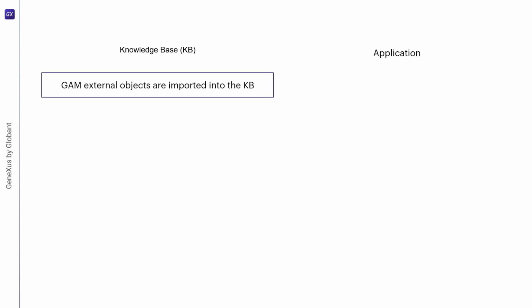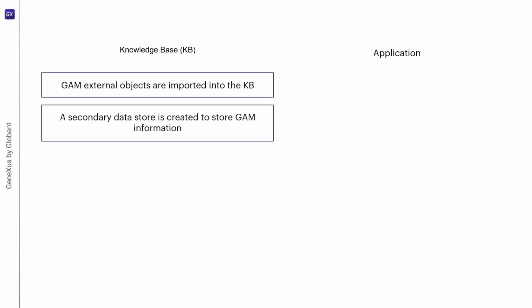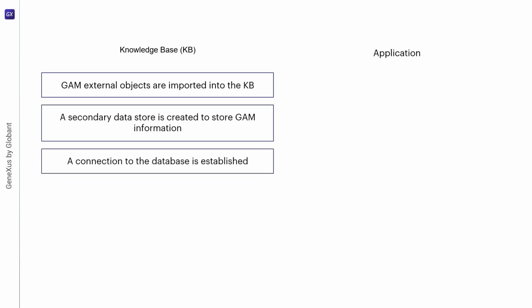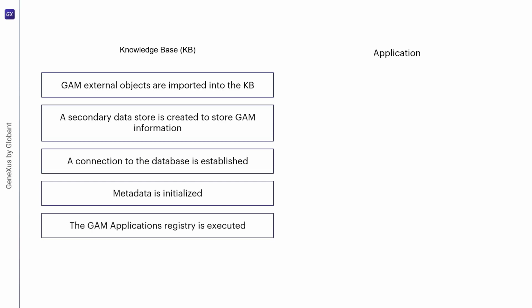What happens at the KB level when integrated security is enabled? The external GAM objects are imported into the KB. A secondary data store is created to store GAM information. A connection to the database is established. Metadata is initialized. And the GAM application registry is executed.